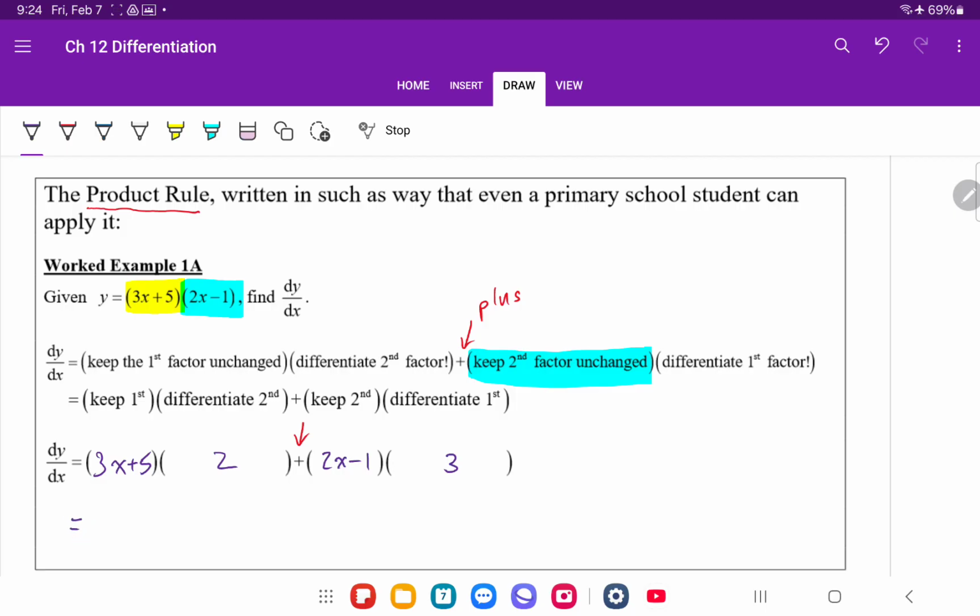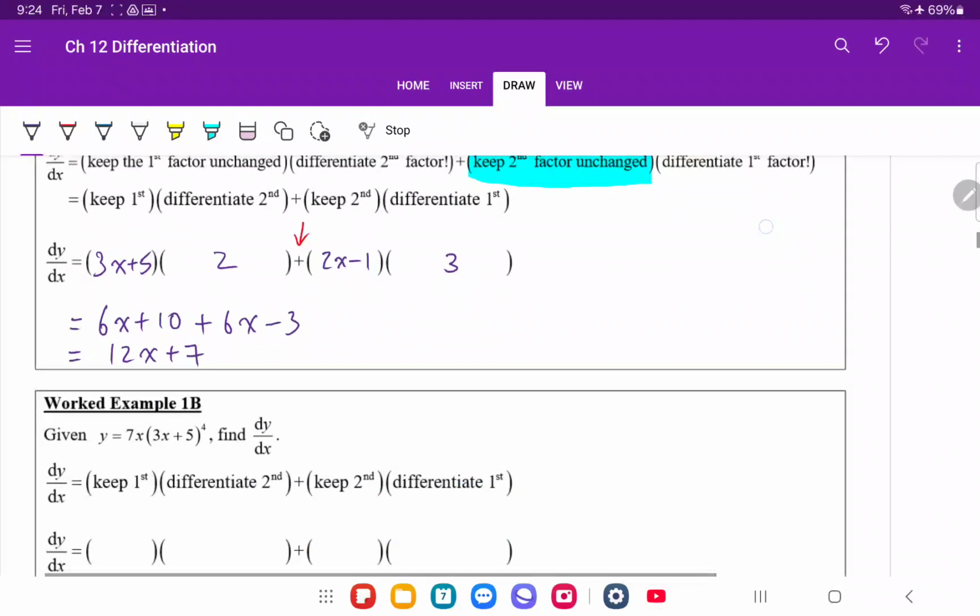Now, if we open the brackets using the distribution law, we're going to see a 6x plus 10 for the first part, and then a plus 6x minus 3 for the second half. And if you simplify this further, you're going to get a 12x plus 7. So this is an example of the product rule.